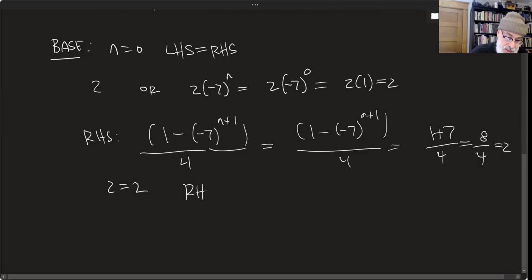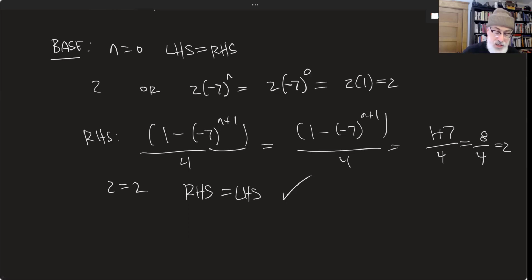So the right-hand side and left-hand side are the same. I don't know why I reversed those. So check. All right, so the base case holds. You can check it for n equals 1 if you wanted to, just to make sure. You'll find that it's true.